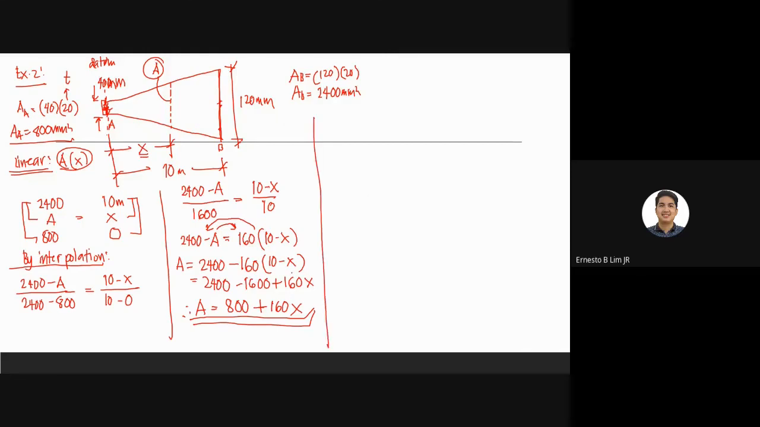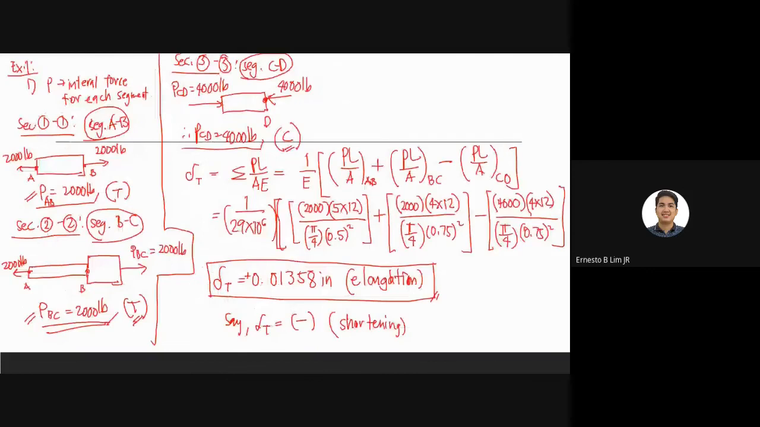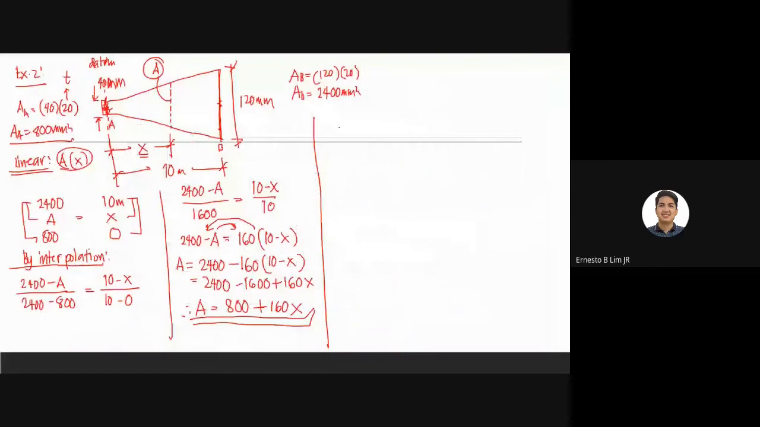Okay, so using this equation now, the elongation is equal to the integral from 0 to L of P over AE dx, which is 0 to 10, since our entire length is 10 meters. P will be equal to 100 times 10 raised to 3, so this is in Newton now. Then our E is 200 times 10 raised to 9. This is in Newton per meter squared. Then this area here is in mm squared.